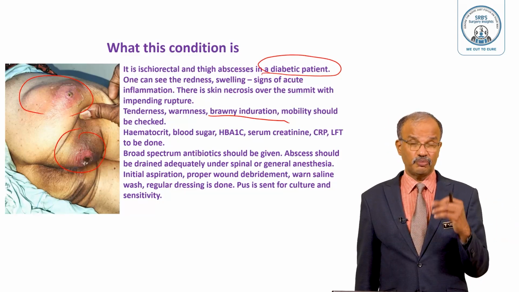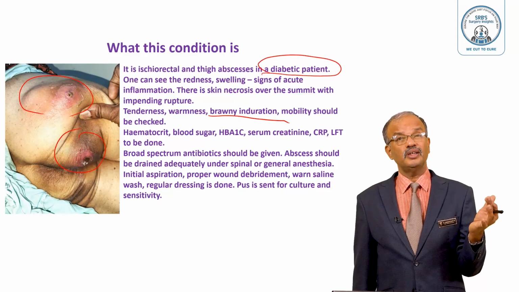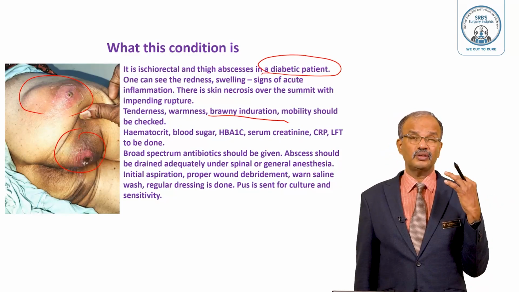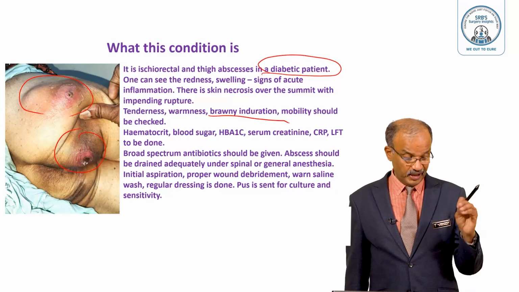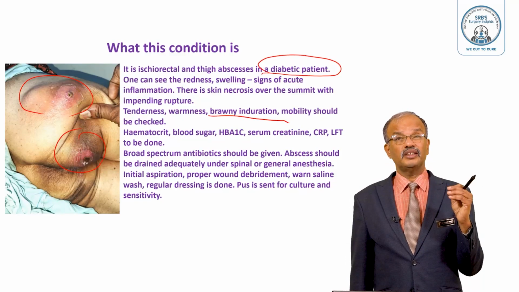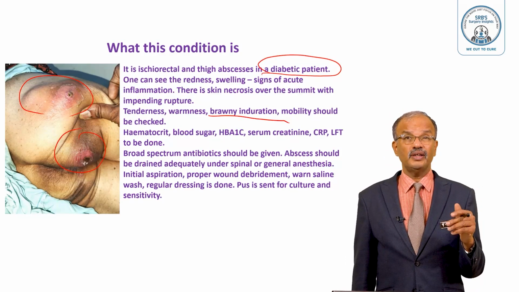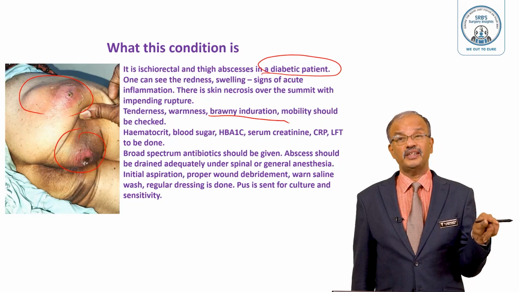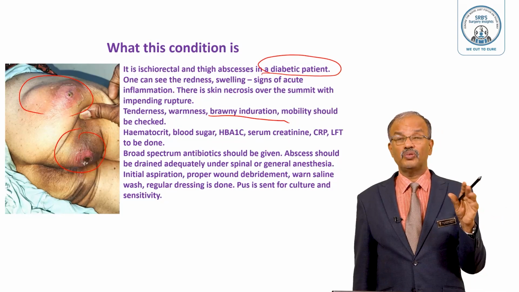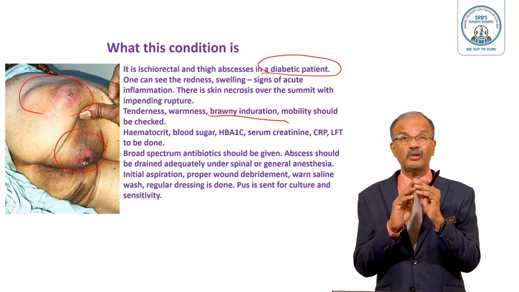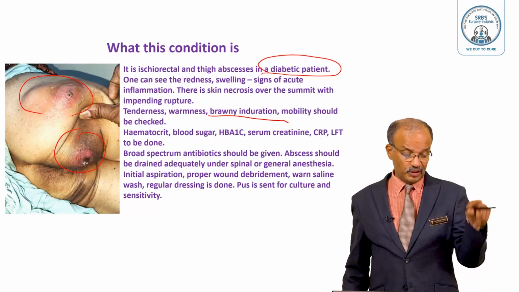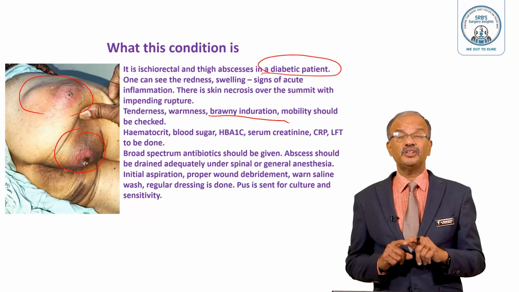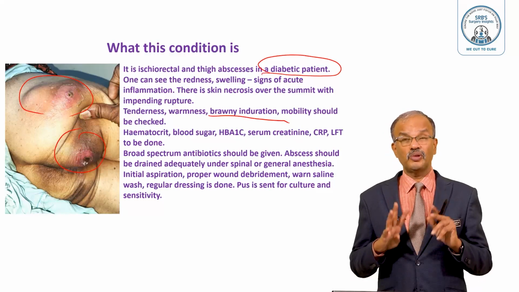Then, if the patient is in sepsis or septicemia, resuscitate the patient, give proper broad spectrum antibiotic intravenously. Of course, admit the patient and drain this abscess either under spinal anesthesia or general anesthesia. Make an adequate incision, often a cruciate incision, so that it won't close properly. The wound will be kept open. So, in such a situation, cruciate incision. Depth of incision is also important. Length of incision is also important.